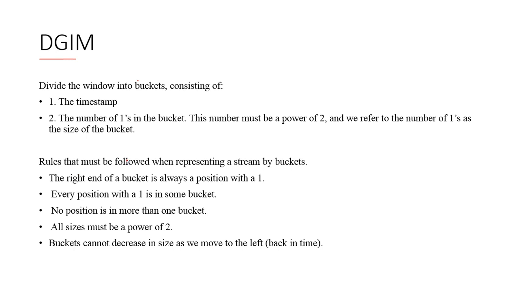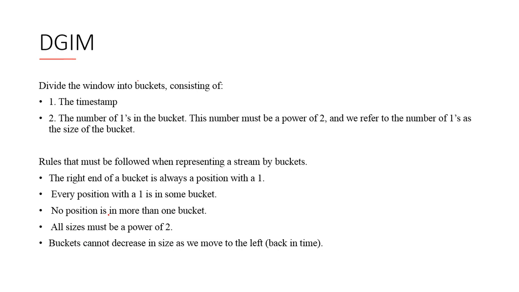Then what rules do we need to follow in the DGIM algorithm? The first one is, whenever we store any data stream in the bucket, the right bit must be 1. If it is 0, then you shift that bucket towards the left hand side. The last bit of that bucket must be 1. Every position with a 1 is in some bucket. That means the bucket should not contain only 0s. It must contain 1. So 0 is insignificant in the DGIM algorithm.